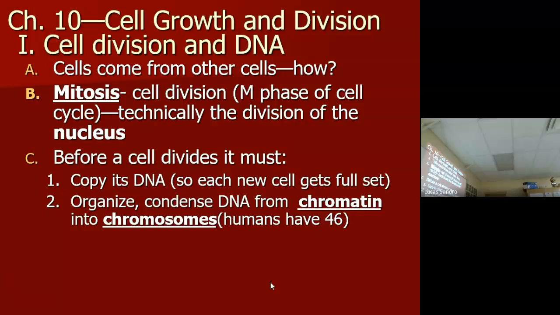And then once it's copied, then you have to organize it. Because like I said, when you're using it, it's like a big ball of yarn. Well, you can't just take a pair of scissors and cut that big ball of yarn that's two big copied sets of DNA and expect to get the right stuff on either side. You've got to organize it into these little X-shaped bundles called chromosomes. When it's in its loose ball form, we call it chromatin, and those X-shaped bundles are chromosomes.